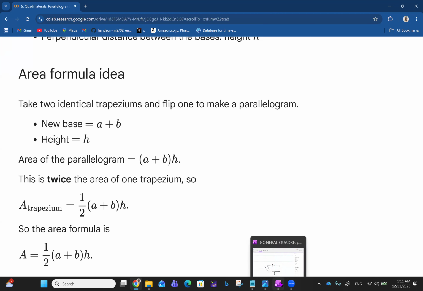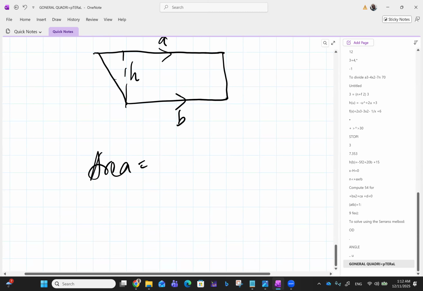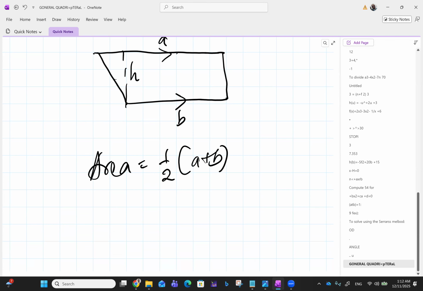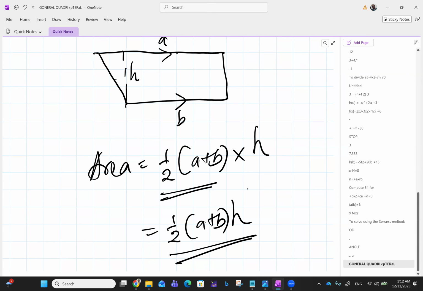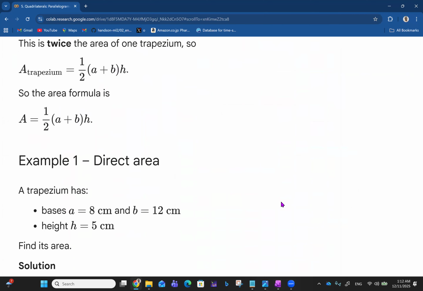Normally, area should be base times height, right? But we have half. So you take the average of the bases, A plus B. For parallelograms, you normally just have the base times height. But here, you're taking the average of the bases and then multiplying that by the height. So you have half into the sum of the bases multiplied by the height, and that gives you the area of a trapezium like that. So, half into A plus B times H.